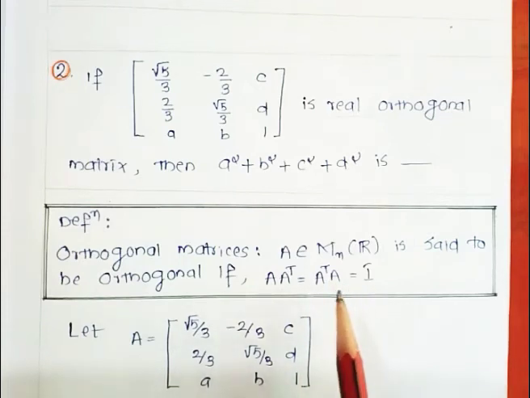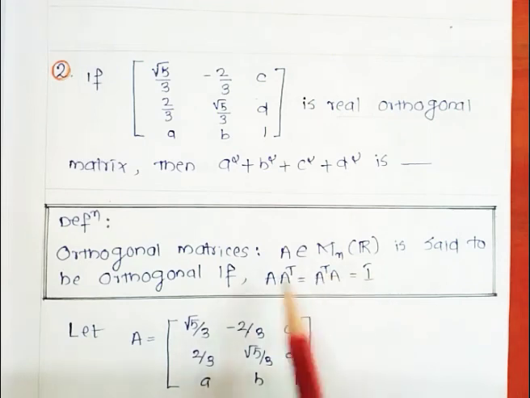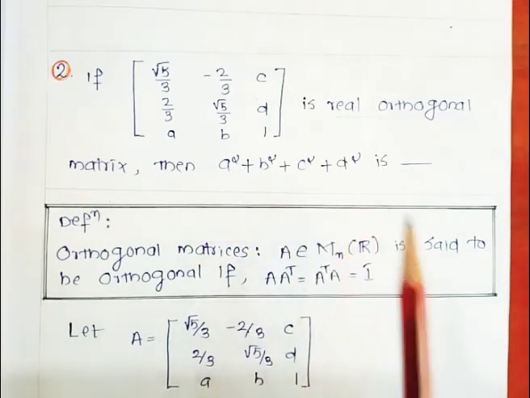Okay, so a matrix is said to be orthogonal if A times A transpose is equal to A transpose times A, which is equal to I. So we have only this criterion. By using this, we want to find a square plus b square plus c square plus d square.